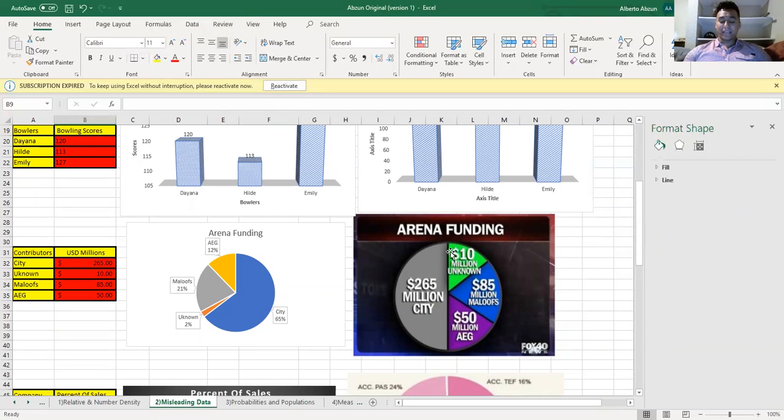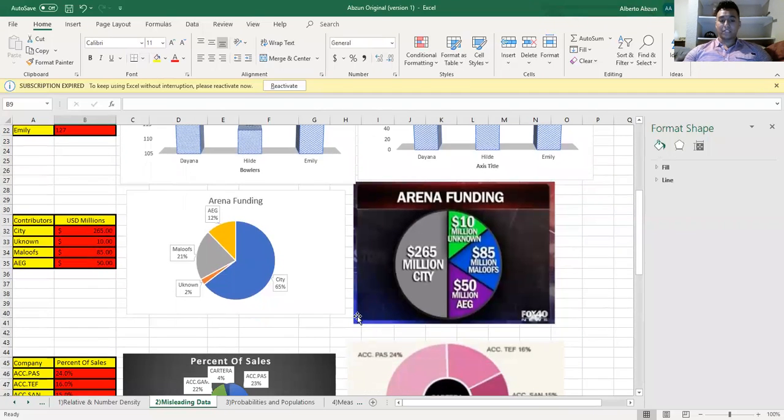We're talking here about contributors and how much they contributed in dollars for an arena funding. So here they made a pie chart, and they said that the city contributed 265 million, and they are saying that they did half of the contribution. But as you can see on this pie chart, that is incorrect. The city contributed actually 65% of that. And you can see the major difference here when you put correct data and when it's wrong data.